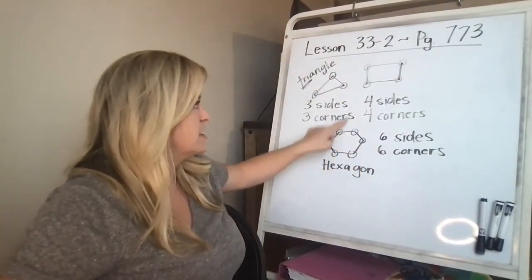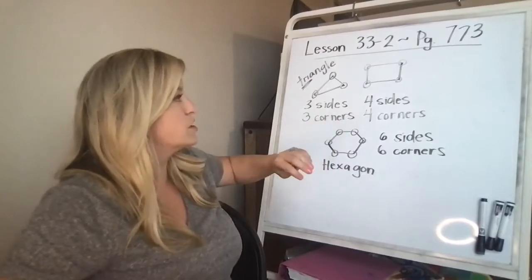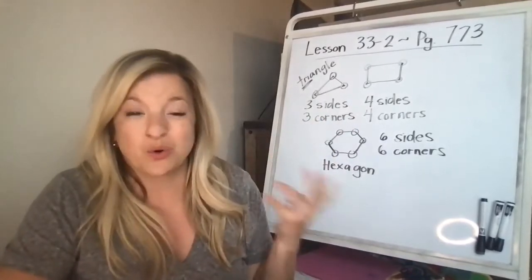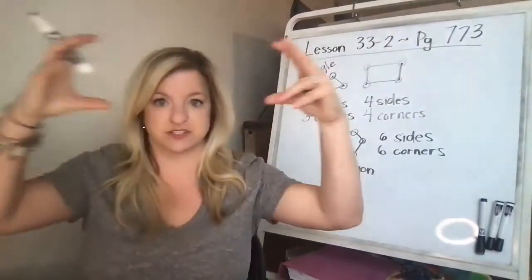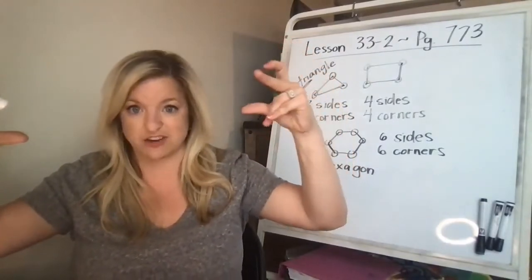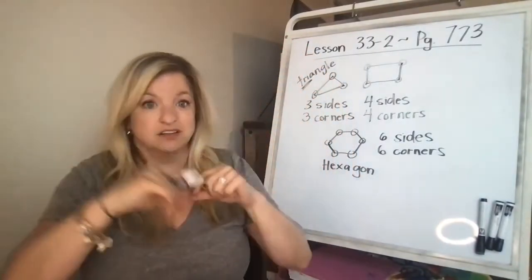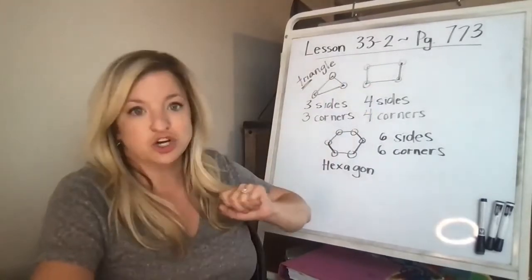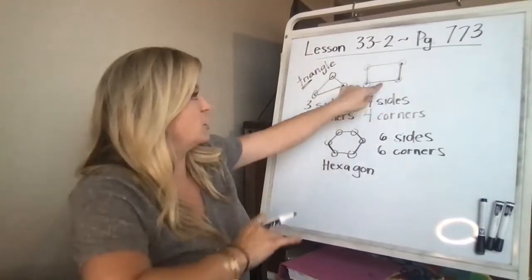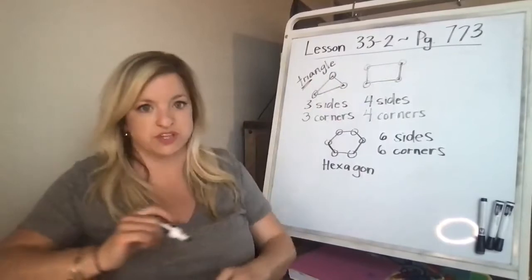It looks like this. And then 4 sides, 4 corners. That could either be a square or a rectangle, right? It depends on if the sides are stretched out to make it a rectangle or if they're all even, like a square. This would be a rectangle because these 2 sides are longer than those 2 sides.